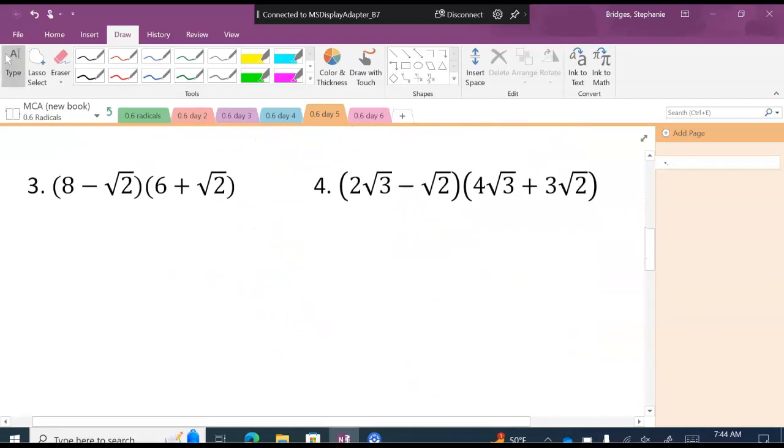Okay, take a minute and write down 3. So what you're doing is you're looking for this perfect square.